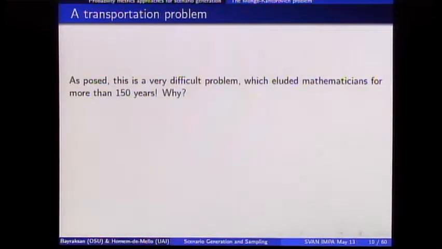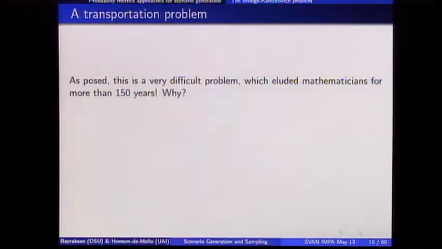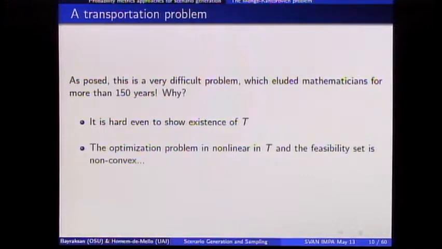A problem which, in fact, eluded mathematicians for more than 150 years. There was someone in the 19th century who did some advances, showed some conditions. The person even won a prize, but the answer was not very satisfactory, because the problem itself, in a sense, is not very well posed. It's too difficult a problem. So existence, and then you have this optimization problem.